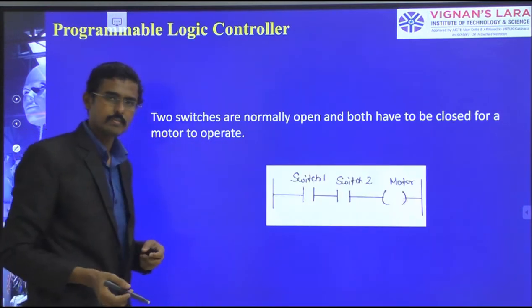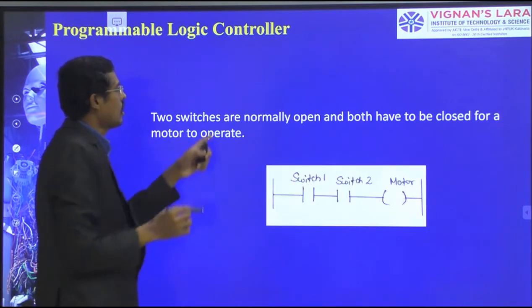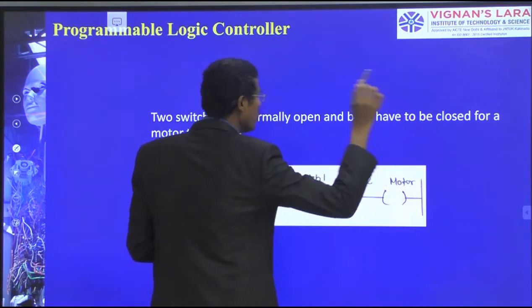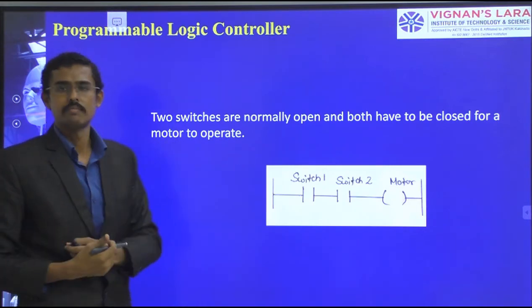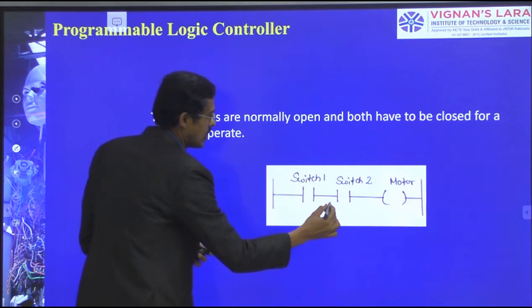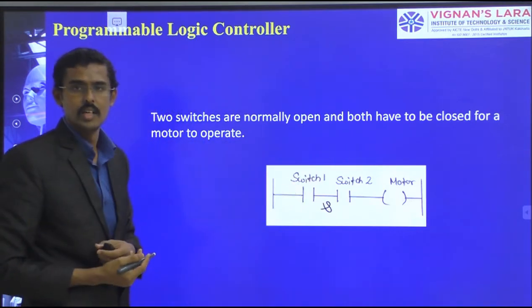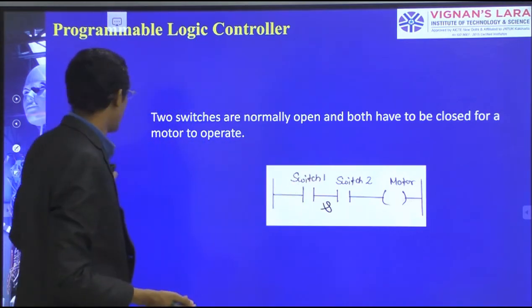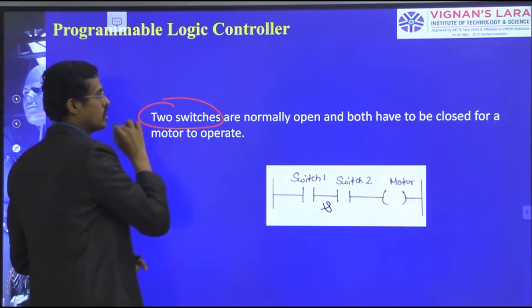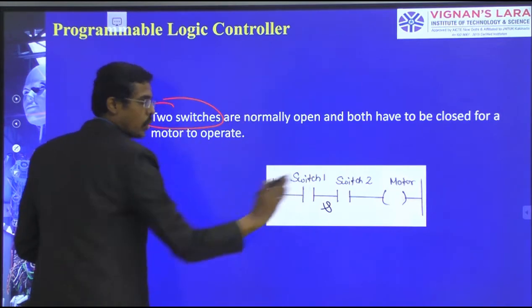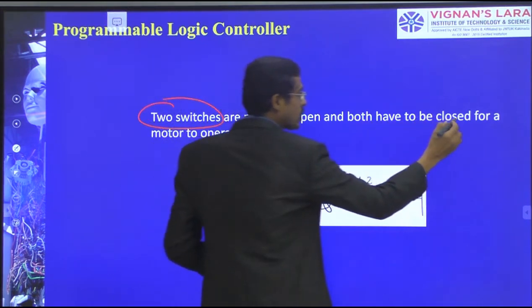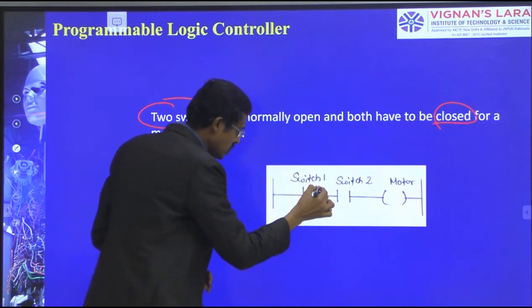Next I am taking two switches that are normally open, and both have to close for the motor to operate. The same thing we have seen, an AND function. I have given it there. Two switches are to be activated. Two switches are normally kept open, and both have to be closed. I am closing one.